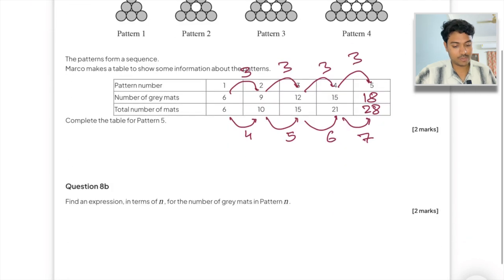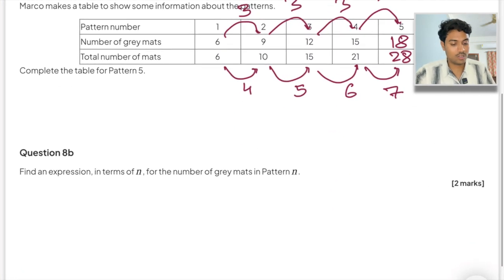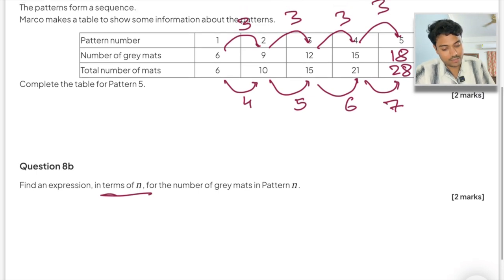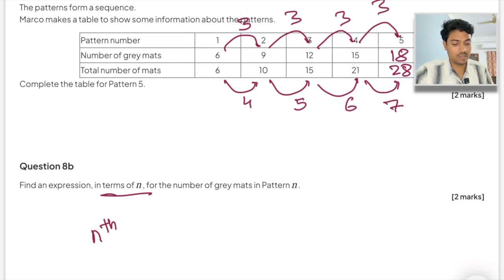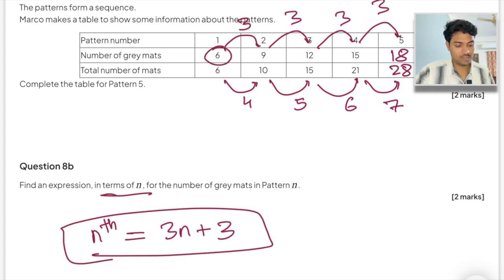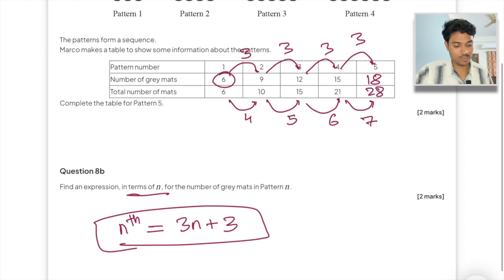8b, it says find an expression in terms of n for the number of gray mats in pattern n. So basically we have to find the nth term expression for the gray mats. So 3n plus 3, that will be the answer. So that's how you get 6. Let's move on to the next one.